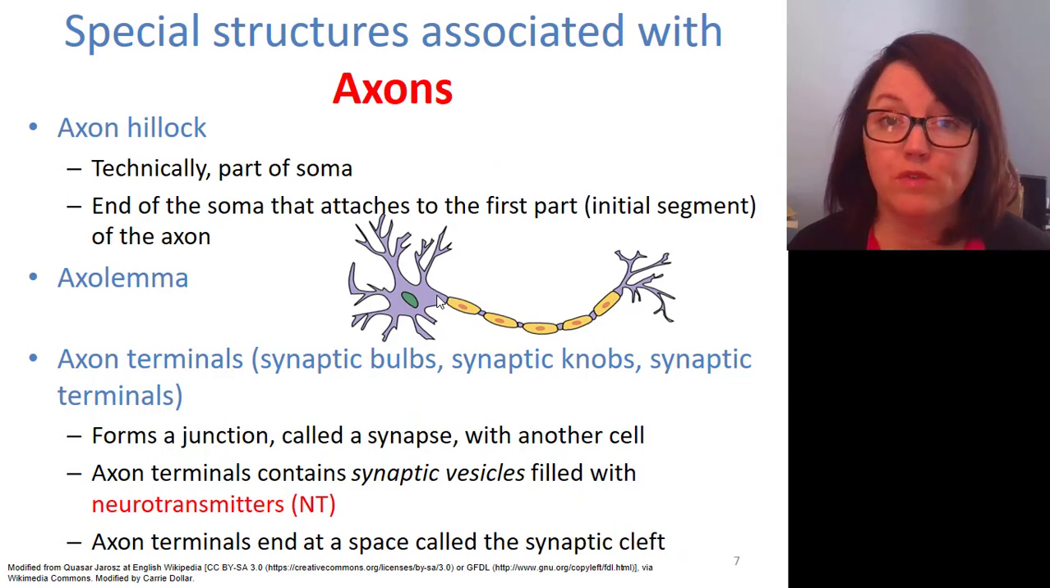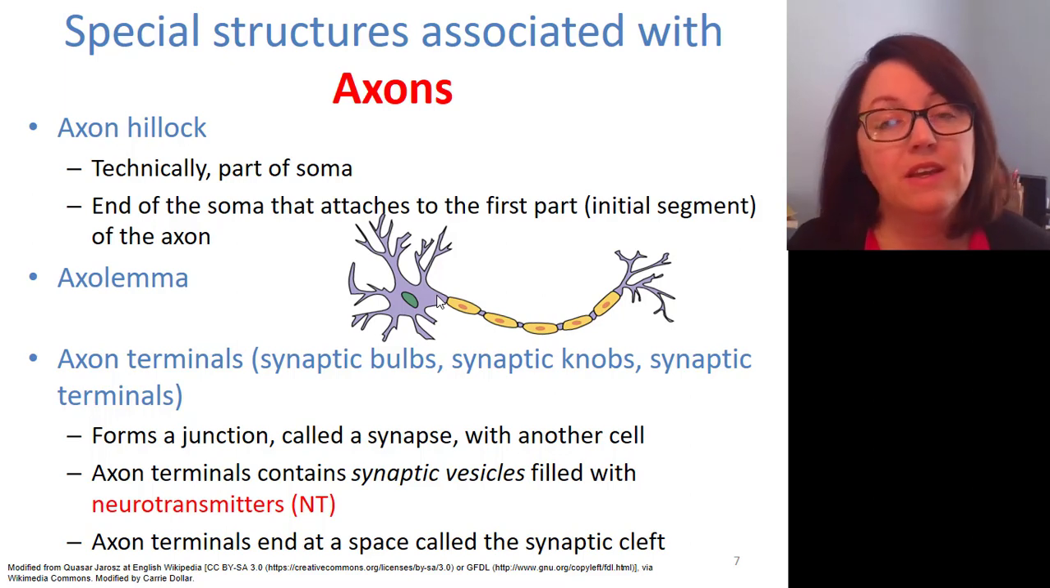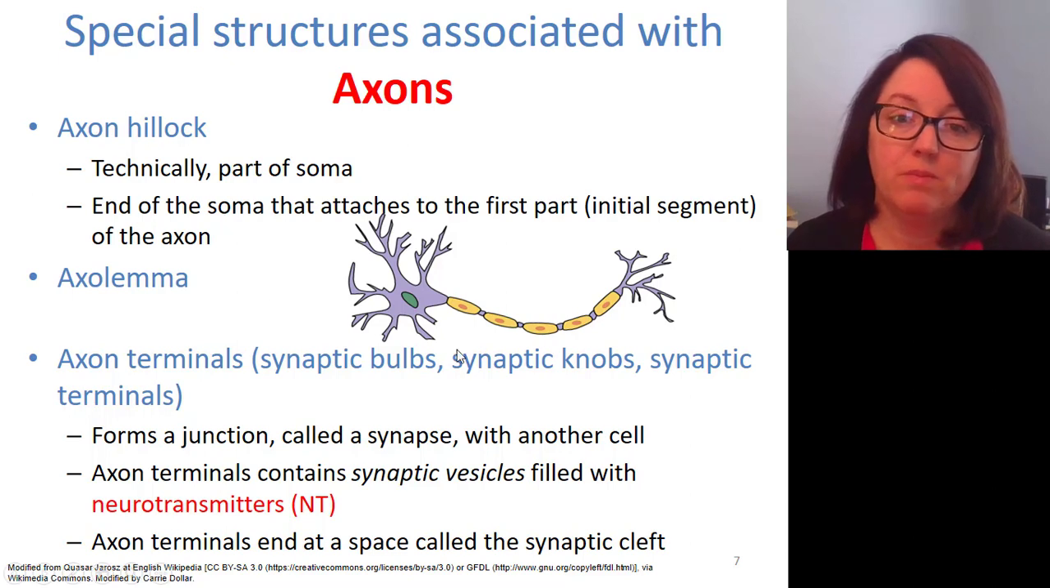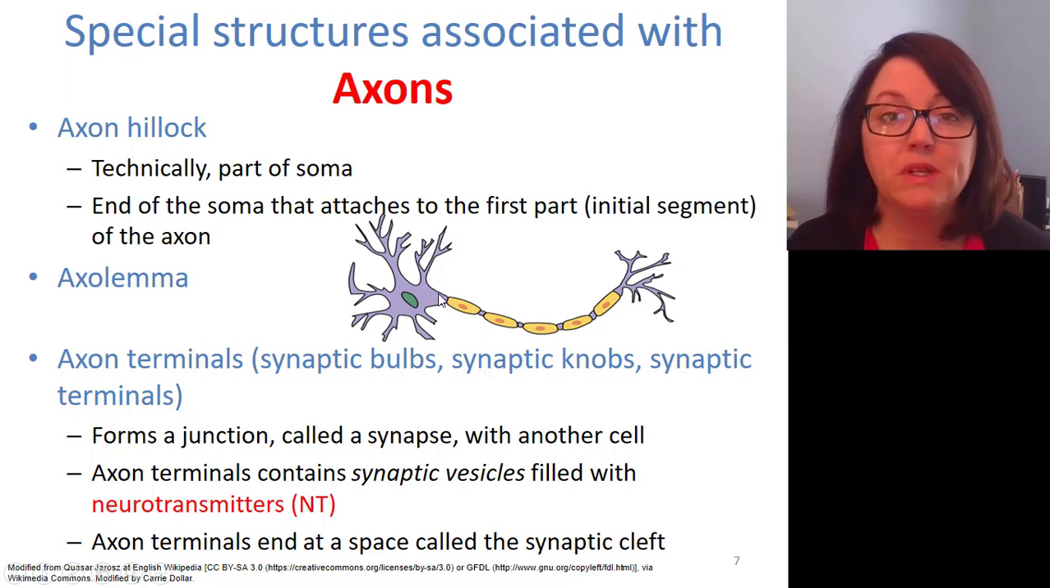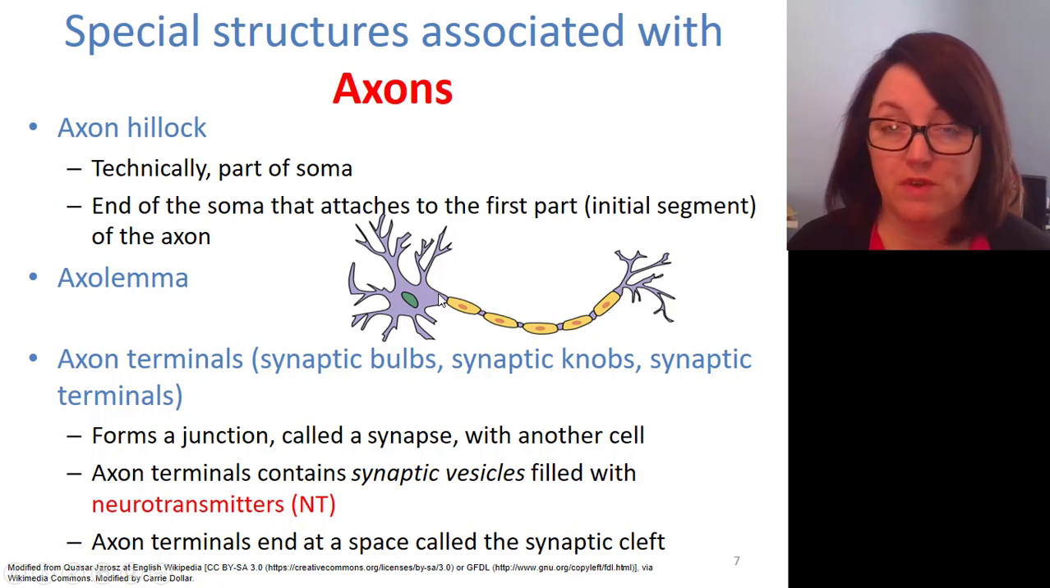Axons are really important for neurophysiology, so I want to talk about some special structures associated with axons. The axon hillock is actually part of the cell body, but it's the part of the cell body just before the beginning of the axon. And the axon hillock is really important because it contains the trigger zone for a nerve impulse.